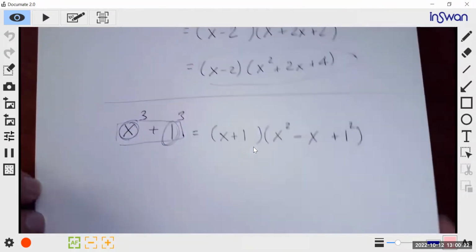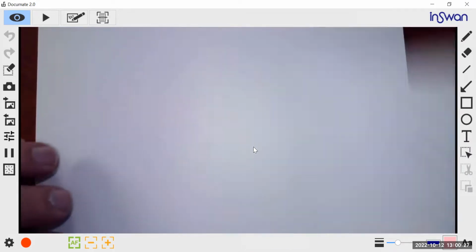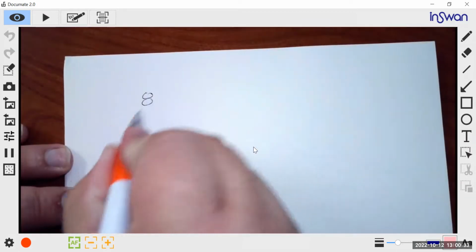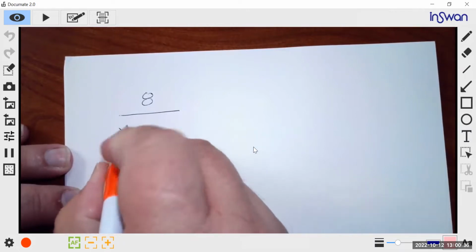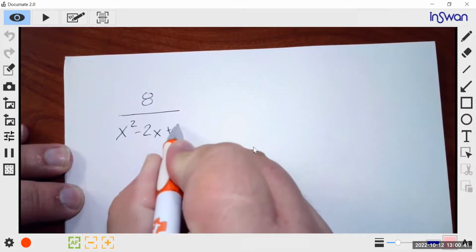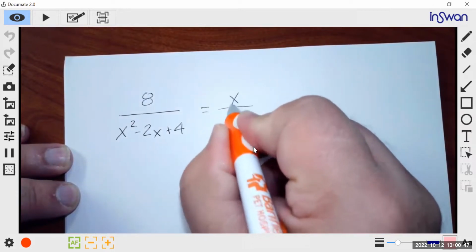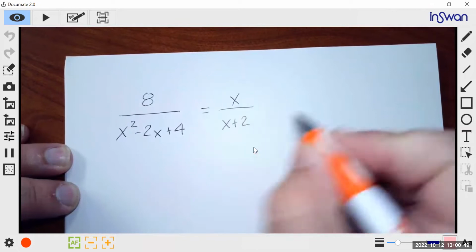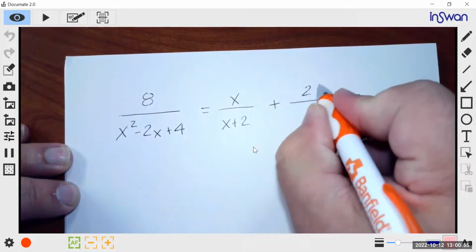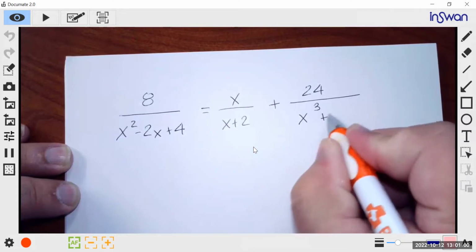The reason I showed you this is because obviously you know it's going to be an example with that. 8 over x squared minus 2x plus 4 equals x over x plus 2 plus 24 over x cubed plus 8.